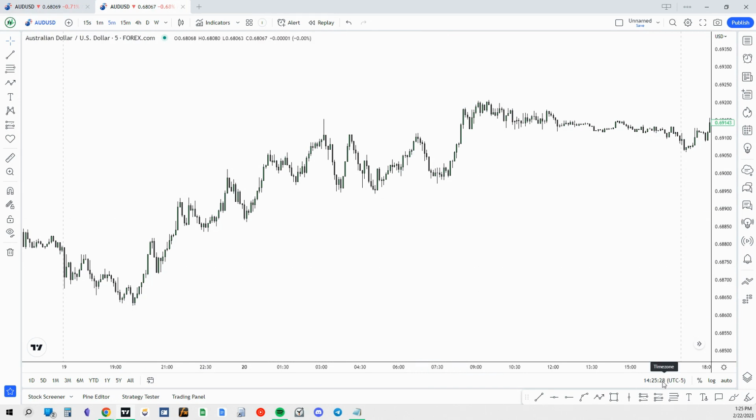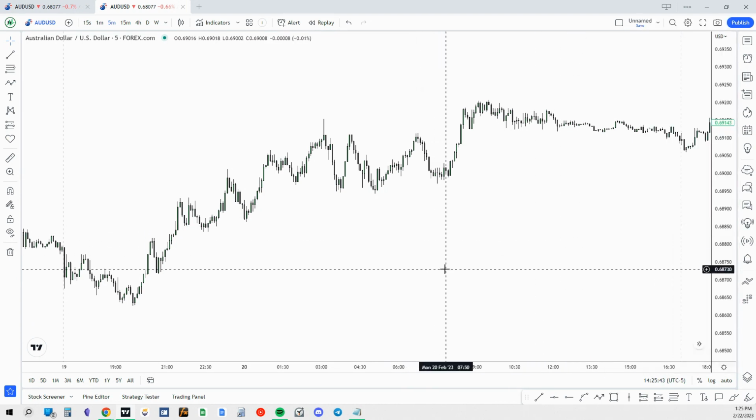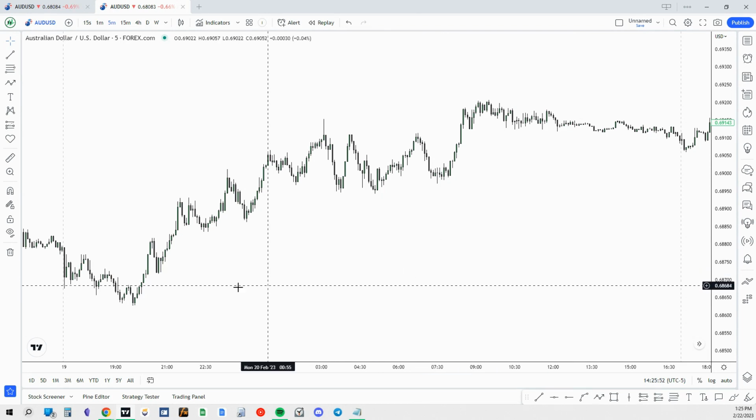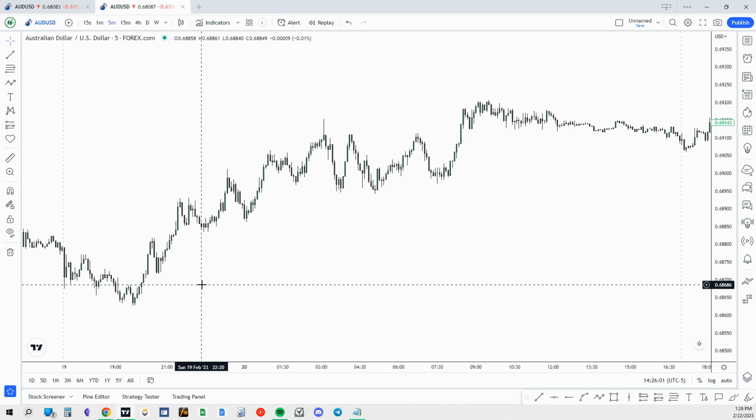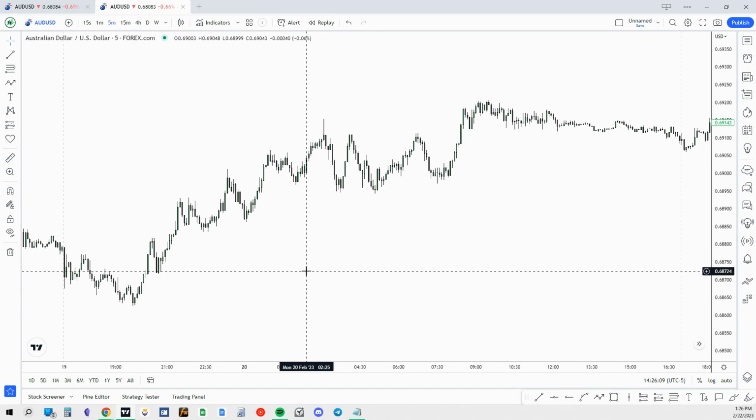The actual change of character is happening at 7:45 Eastern time on Monday, February 20th. And there's also going to be another one back here on Sunday, February 19th, a little bit before midnight, about 10:30, on the Australian and US dollar on the 5-minute chart.